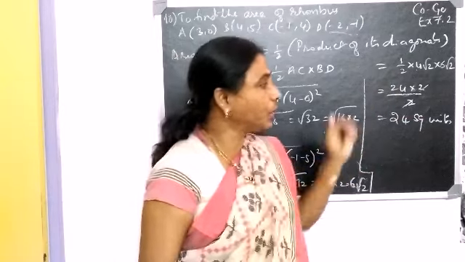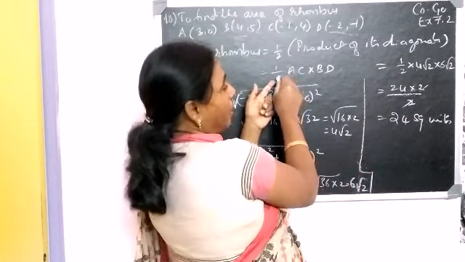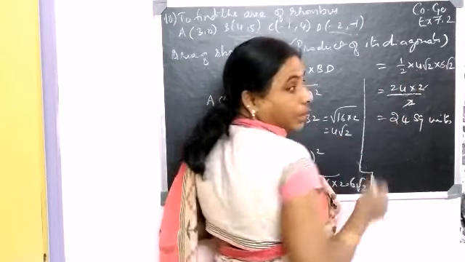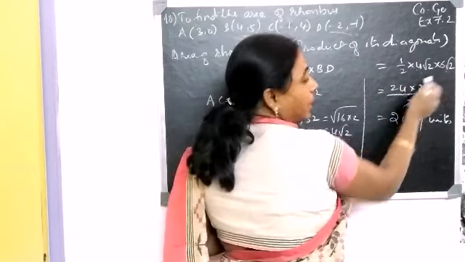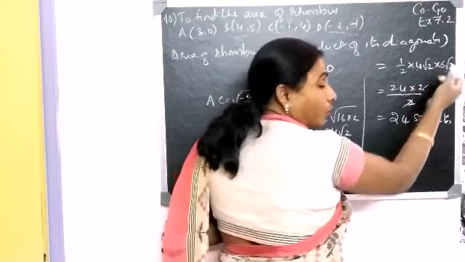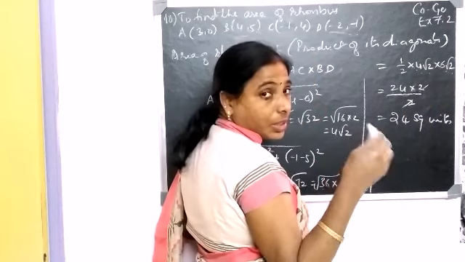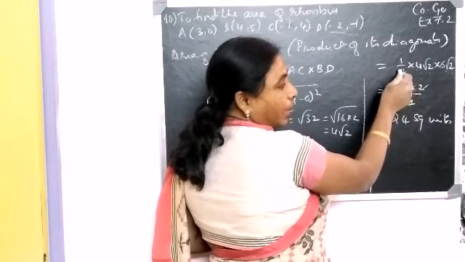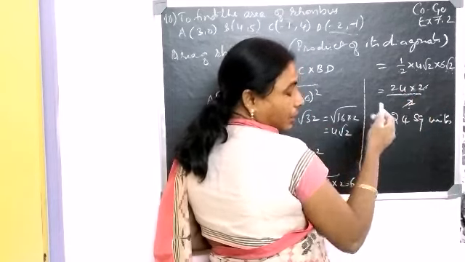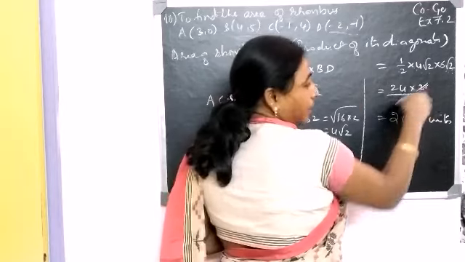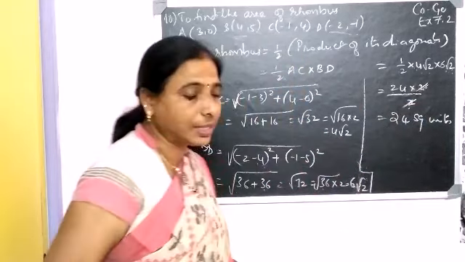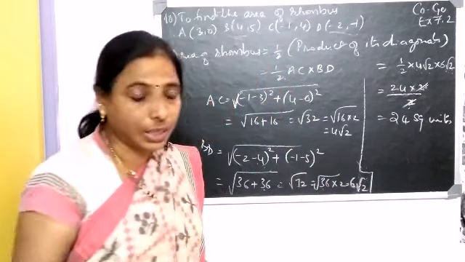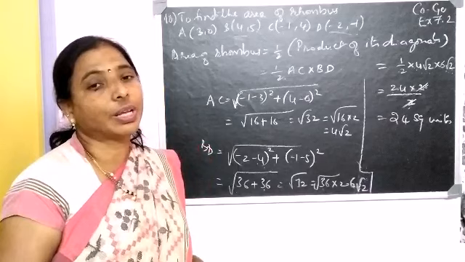Let me substitute in this formula, half into AC into BD. AC here is 4 root 2 and BD here is 6 root 2. 6 4s are 24. Root 2 into root 2 is root 4, the square root of 4 is 2. So the 2 and the half cancel, and what remains here is 24. The area of the rhombus here is 24 square units.